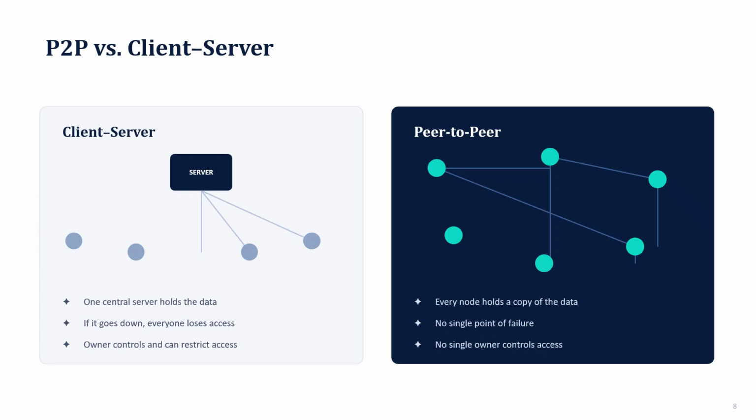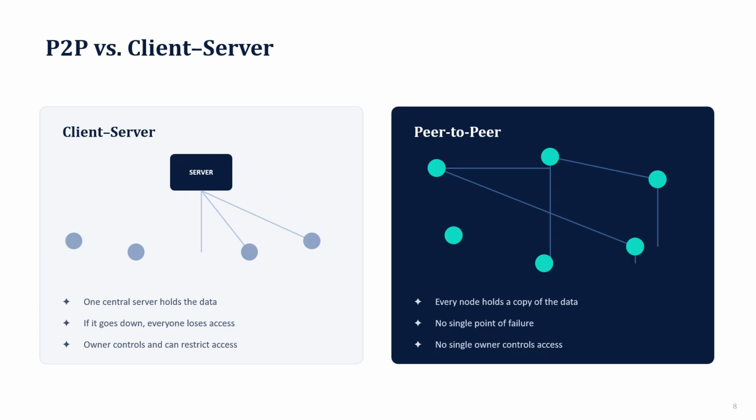Now we are going to compare P2P versus client-server. Compare that to the client-server model most of the internet uses, like a website. One central server holds the data and every client connects to it. That's simple, but it has a weakness. If the server goes down, everyone loses access, and whoever owns that server controls and can restrict who gets in.